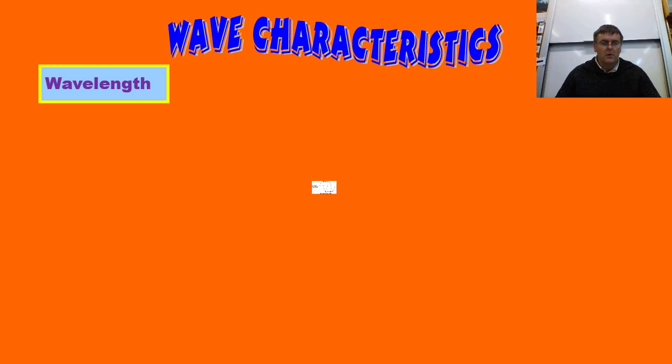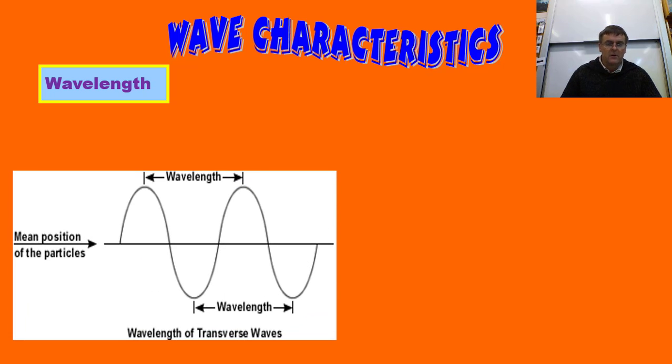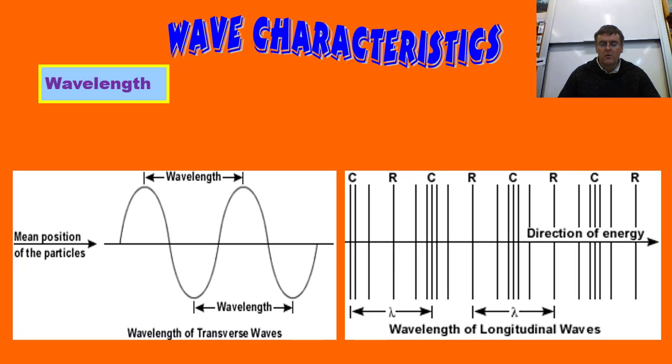Wavelength. So there we go, wavelength, that's the distance from one crest to the next crest, or from one trough to the next trough. That is the wavelength. There it is in longitudinal waves, a bit trickier to see there, very similar to your amplitude, so the distance between your compressions and extension zones.